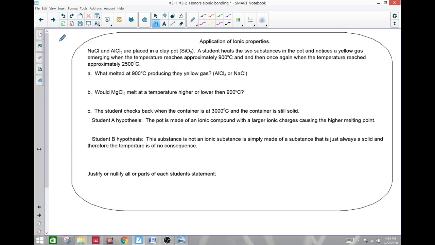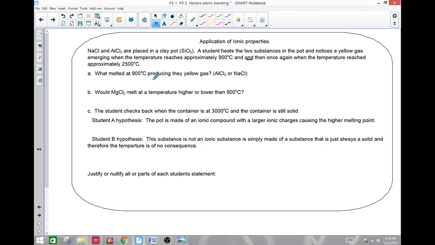Next page. NaCl and aluminum chloride are placed in a clay pot. A student heats the two substances in the pot and notices yellow gas emerging when the temperature reaches approximately 900 degrees Celsius, and then once again when the temperature reaches approximately 2500. It's got a little typo there, we'll fix that. All right, so answer the questions.